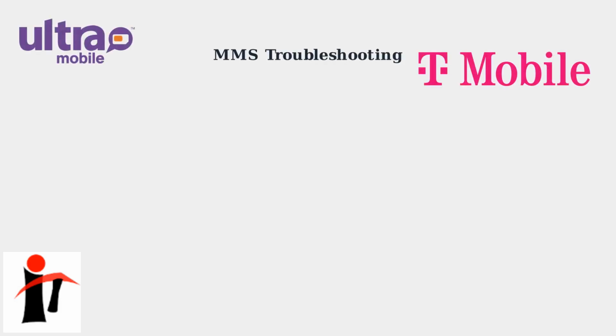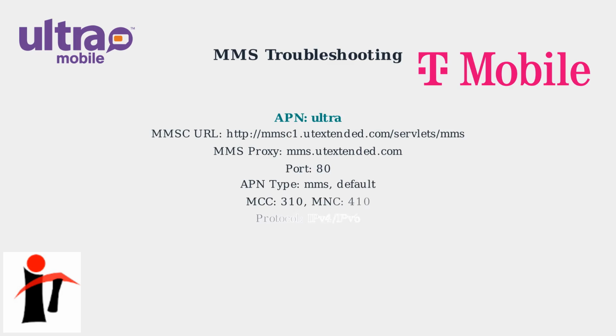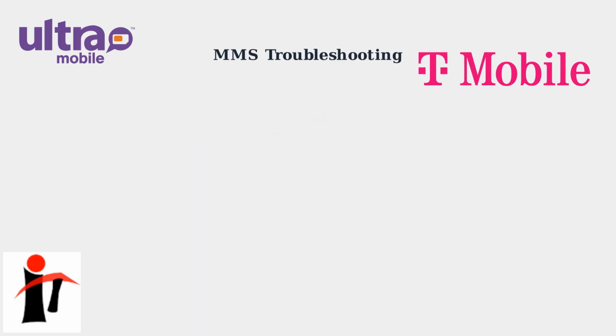Experiencing trouble sending or receiving picture messages on Ultramobile? The most common cause is incorrect APN settings. Your APN acts as the gateway for data connectivity on Ultramobile's network, which runs on T-Mobile's infrastructure. For optimal MMS performance, ensure your APN is correctly configured. For Ultramobile, the APN is typically Ultra.